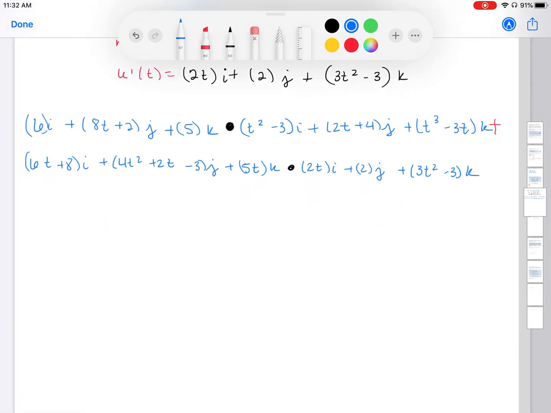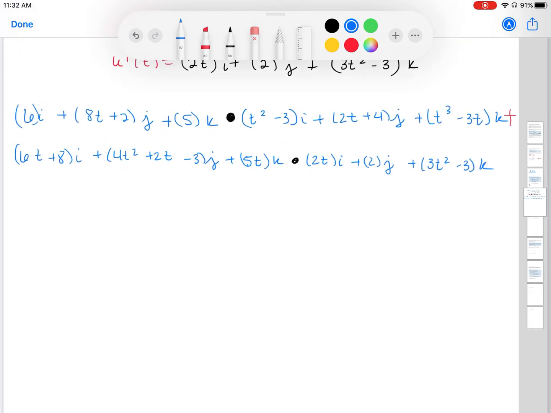Okay, now recall dot product. We're going to multiply our i's of our vectors, our j's, and our k's, and then we add them. Let's start off by multiplying our i's. That's why I'm always so careful marking our i's and j's, because I often would confuse them. All right, so for our i's, we have 6 times t squared minus 3. That gives us 6t squared minus 18.